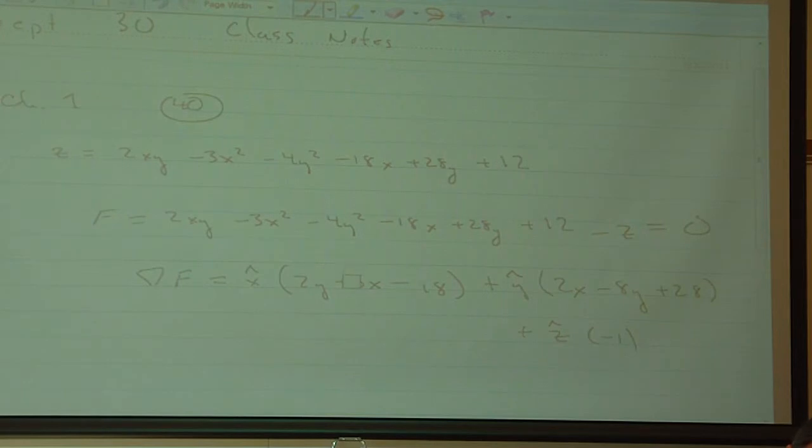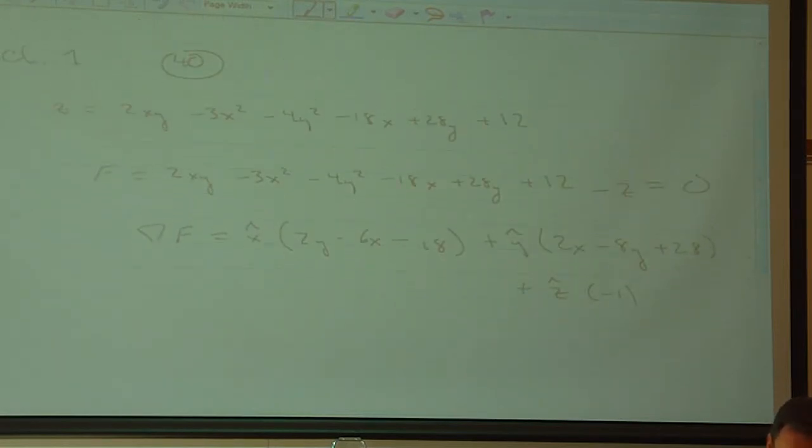Right? And my z hat component is negative 1 here. I guess I'm okay with that. Am I okay with that? I think the solution defines it as z minus stuff instead of stuff minus z. Yeah, that's fine. That's not a big deal.